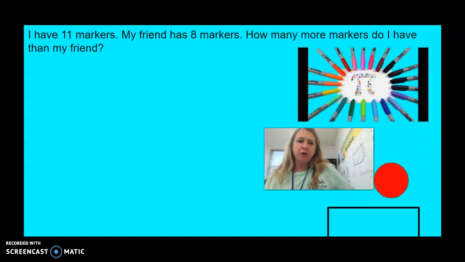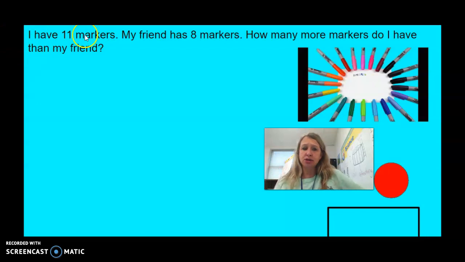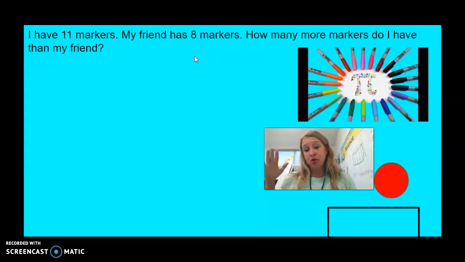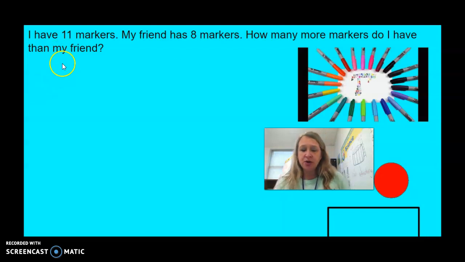So my first problem is I have 11 markers. My friend has 8 markers. How many more markers do I have than my friend? Okay, so we're not adding these two. We're going to find the difference between the two. That means how many more I have than she does. How many do I have that she doesn't have? All right, so let me show you how we're going to do that.